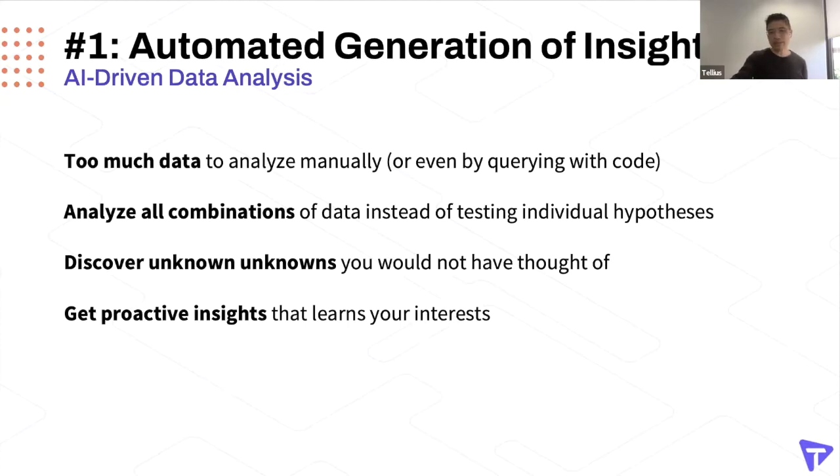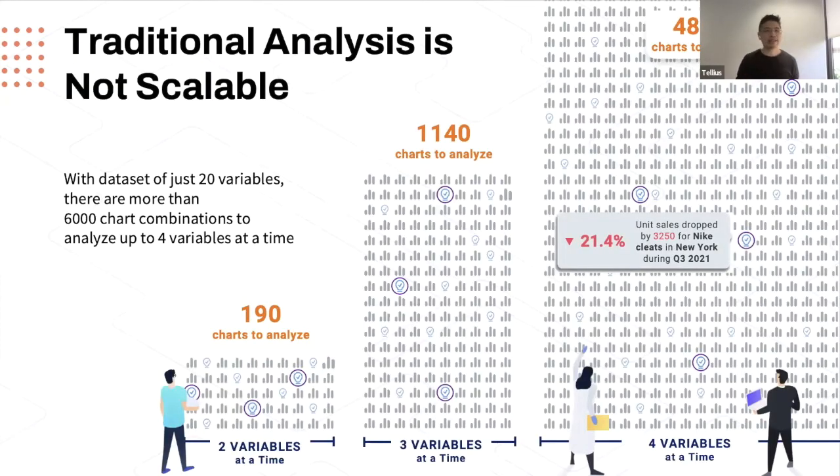Now, another way that I'll put it is, at the end of the day, traditional analysis is not scalable. Here's a really quick example. Think about a data set with just 20 variables. There are more than 6,000 different chart combinations that you'd have to create or analyze, even if you're just analyzing 4 variables at a time. Think about that for a second, right? It's literally impossible to even come up with so many SQL queries, never mind bring up a visualization where you need to spot different trends and outliers.